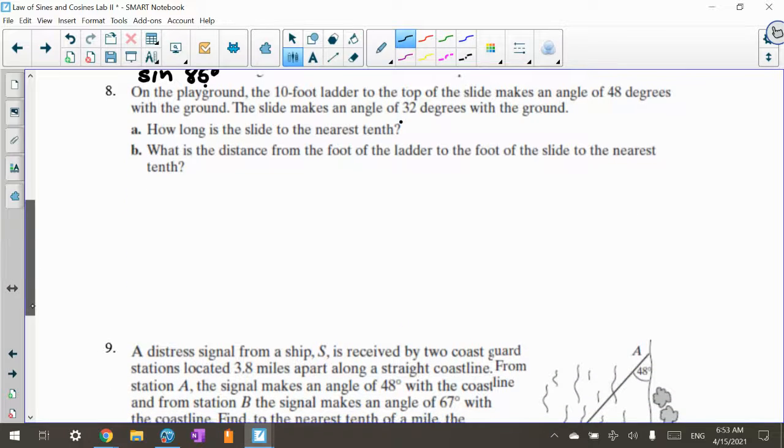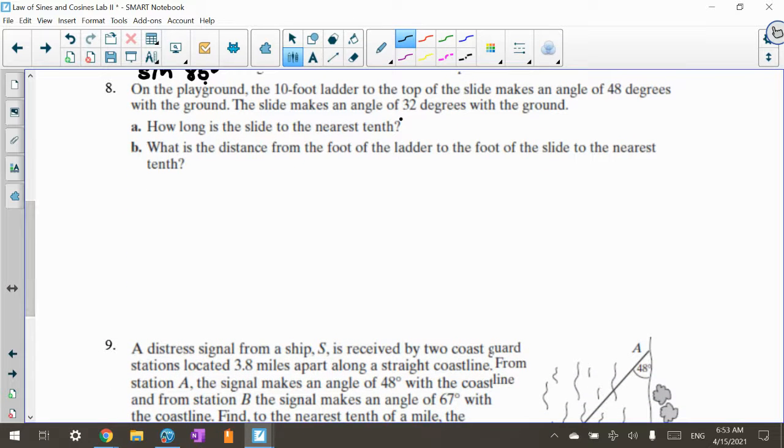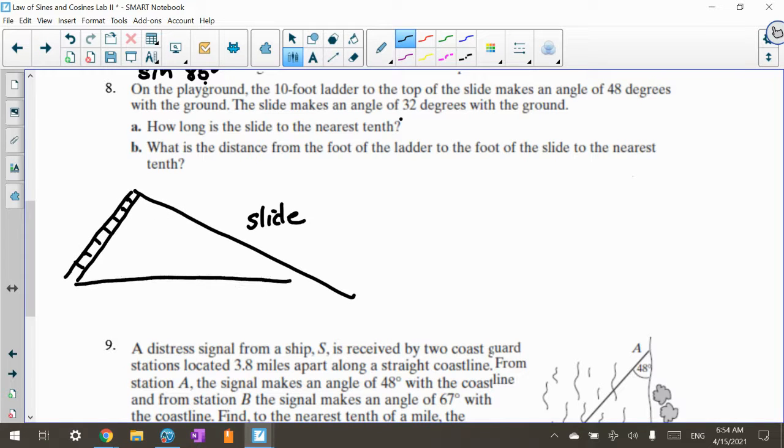So there's number 7. So number 8, let's look at 8. On the playground, the 10-foot ladder to the top of the slide makes an angle of 48 degrees with the ground. Okay, so let's draw that. So I have this ladder on the top of a slide. So here's my slide. And they said it makes, whoops, good picture. Let's just erase this a little bit. There we go. And they said it makes an angle of 48 degrees with the ground.